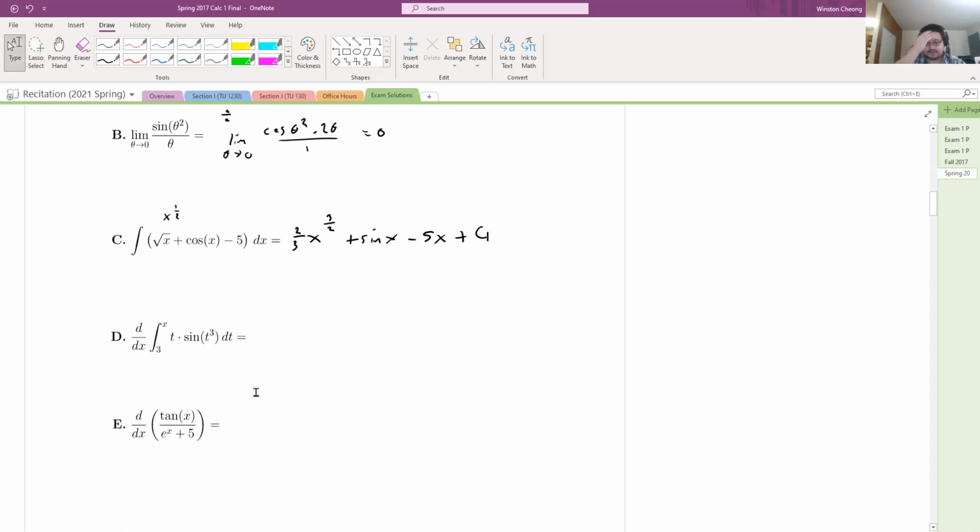For D, let's see, this one, we're taking the derivative of an integral. So this is FTC, Fundamental Theorem of Calculus, part 1. And so the only thing is that derivative of an integral, those two operations will cancel out, and then you just change the variable inside. So instead of a t, it's x. And so you end up with this.